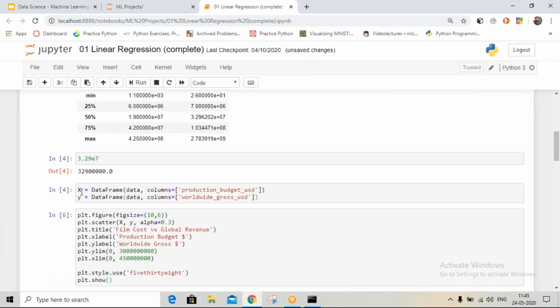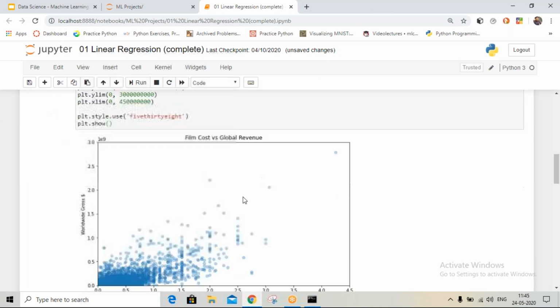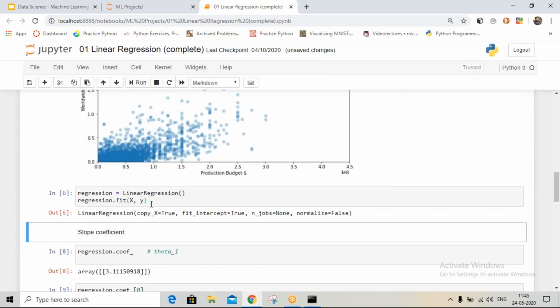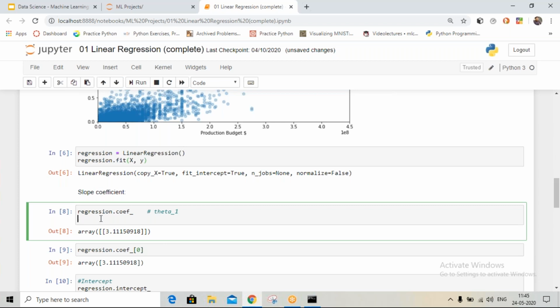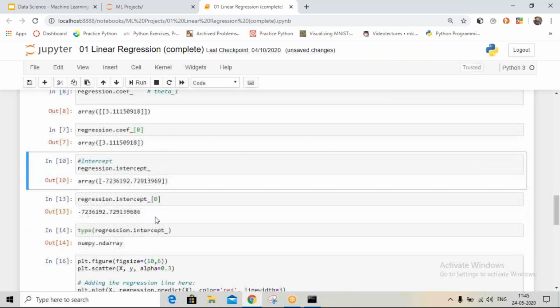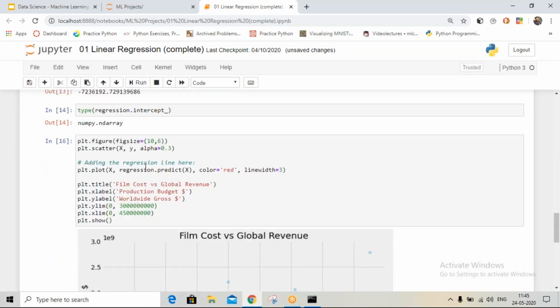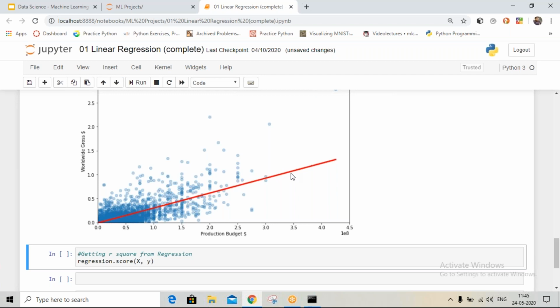Regression.fit, I am fitting these points X and Y. X is nothing but my production budget, and Y is the worldwide gross. So if I run this, I get this output. Now if I want to check the coefficient, which is going to be the theta1 value, as I said before, it's going to be like Y is equal to mx. So this is the theta1 value, and this is the coefficient. And now if I want to make predictions, I'll do this sort of output, and then I'm able to fit the line on my data.